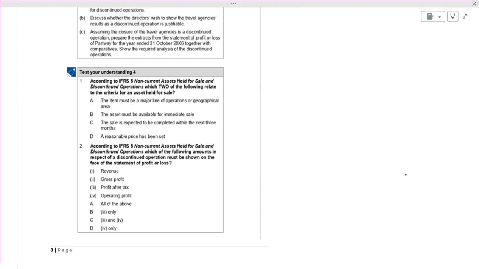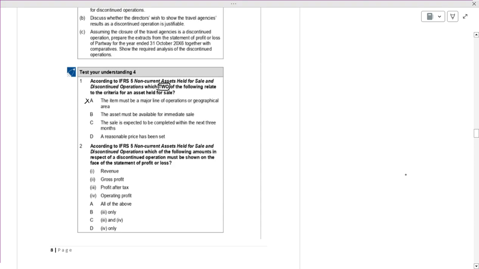Can I start these MCQ questions? According to IFRS 5, non-current assets held for sale and discontinued operations, which two of the following relate to the criteria for an asset held for sale? Tell me, Salim. You start with this. The item must be a major line of operation. Is it a major line or a separate line? Separate line. Okay.